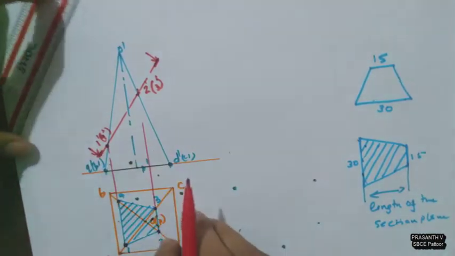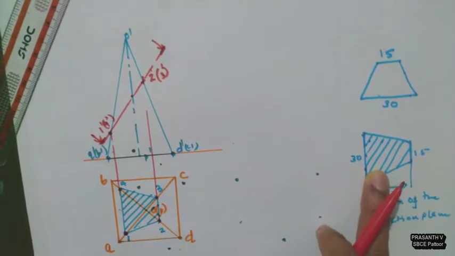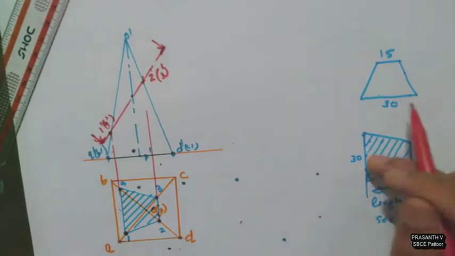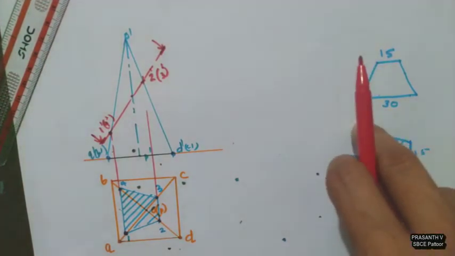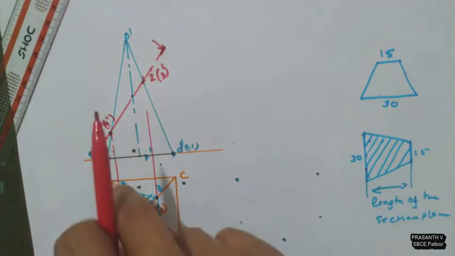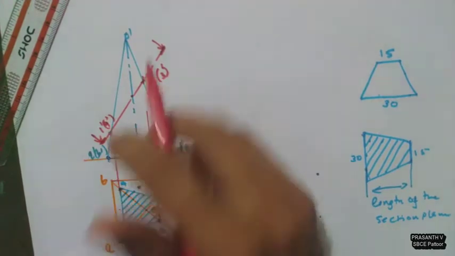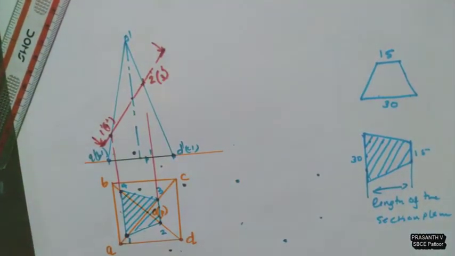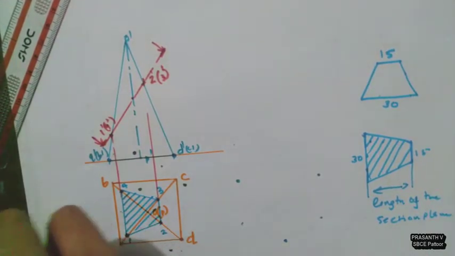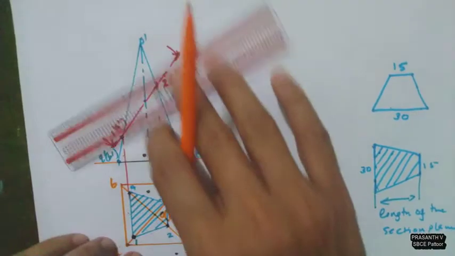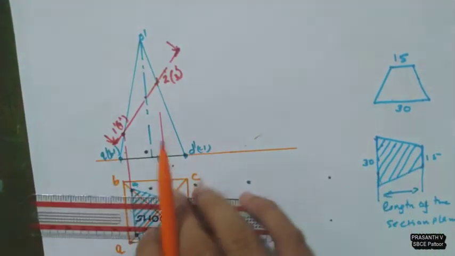Here section plane information was not given, but only from the true shape I drew. I marked these two vertical distances in the top view, 30 here, 15 at this point, then I projected them to the corresponding slant edges. Now I can draw the true shape by taking the length of the section plane.